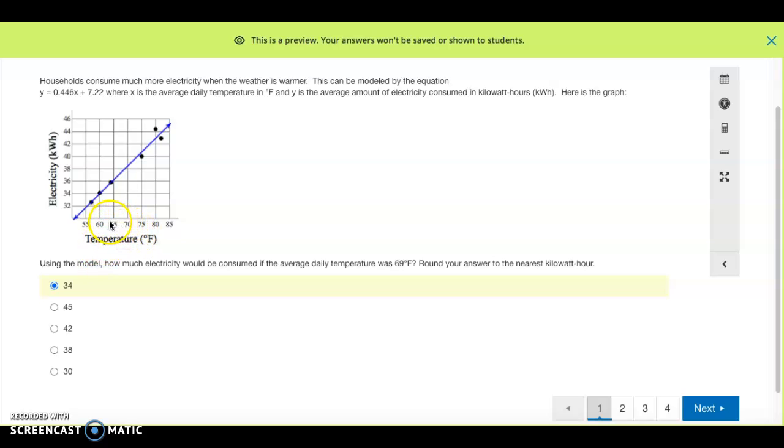Let's find out. 69 is right before 70. Come up here to 70. A little less than, looks like about 38. I'm going to take that one right there. I'm lining up 69 on the bottom where the temperature is, going up to where the blue line is. It's right about here. I'm saying about 38.